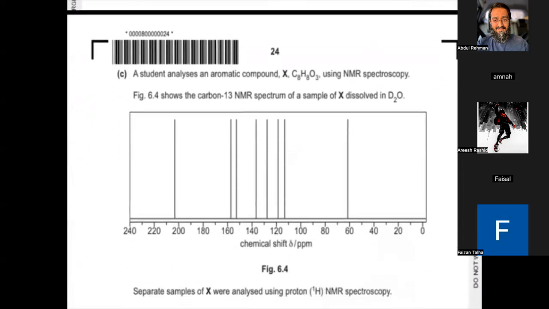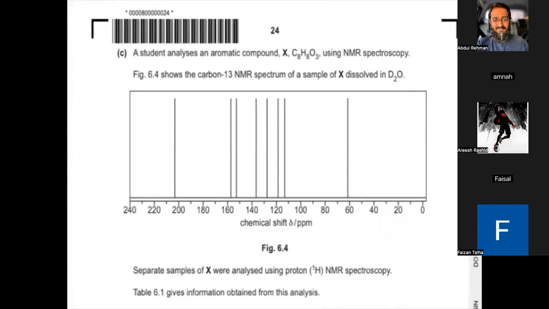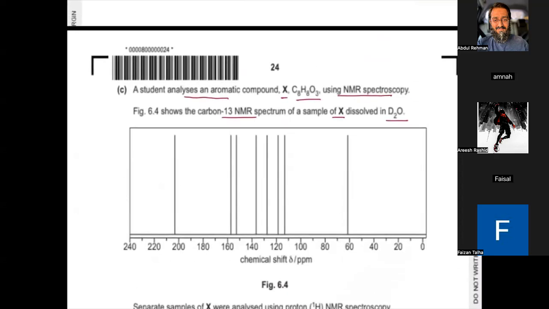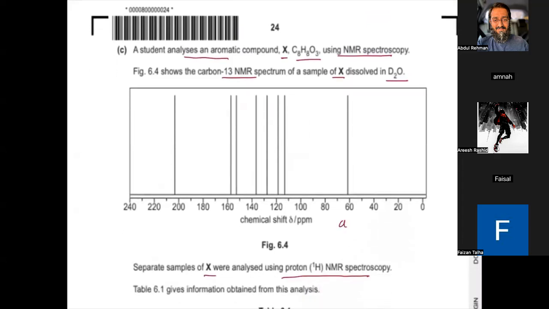Now, see, a student analyzes an aromatic compound X, C8H8O3, using NMR spectroscopy. The carbon-13 NMR spectrum of X dissolved in D2O. Separate samples of X were analyzed using proton NMR spectroscopy. So if you see 1, 2, 3, 4, 5, 6, 7, 8, all 8 carbons are different, right? All 8 carbons are chemically different.